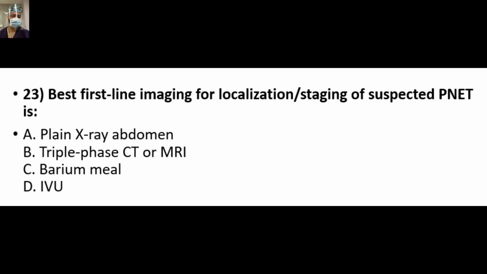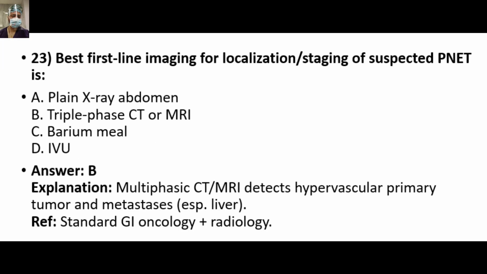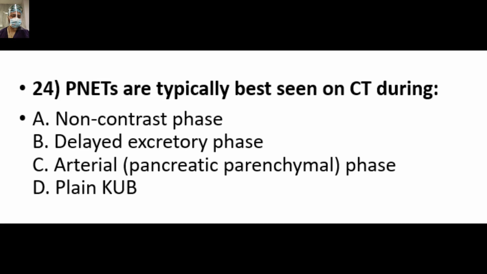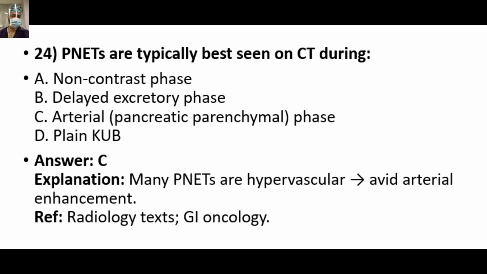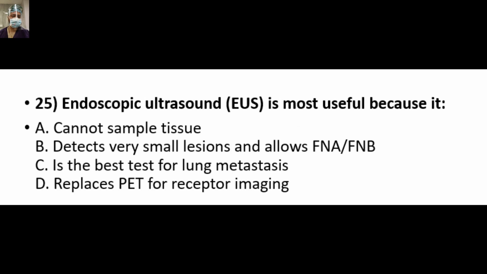The best first-line imaging for localizing or staging of suspected PNET is, so B. CT scan or MRI. They detect hypervascular primary tumor or mets. PNETs are typically best seen on CT during which phase? So C. Arterial phase, because they are hypervascular, avid arterial enhancement is seen. They light up with contrast.